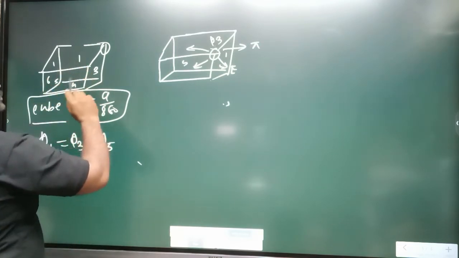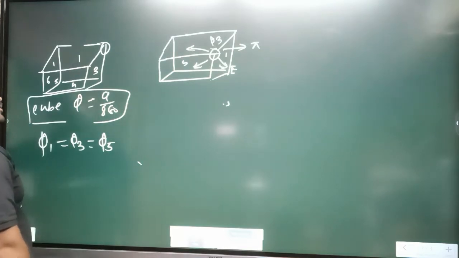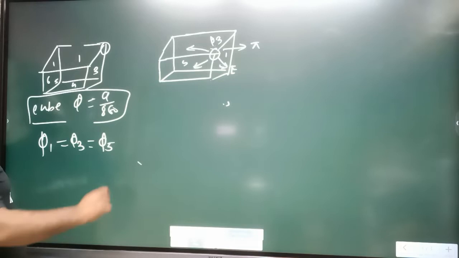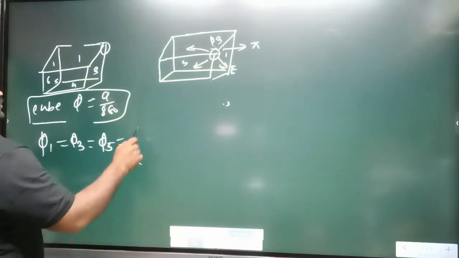Okay, here is 1, 3, 5. How much flux is passing in 1, 3, 5 surfaces? The 1, 3, 5 surface is attached with a charge.